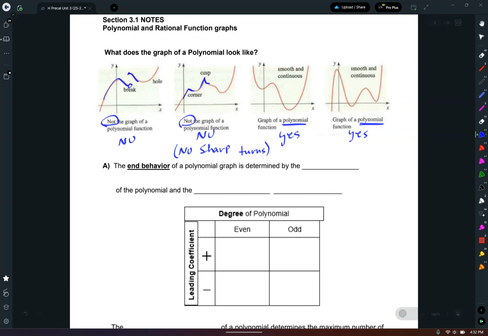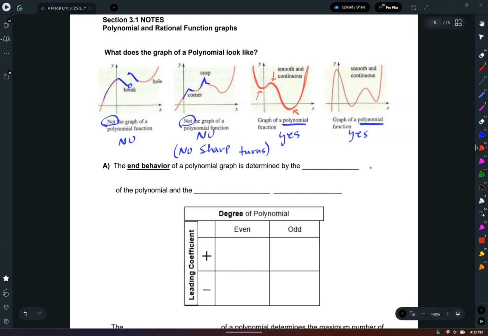But then look at the last two. These are polynomials because both of these are smooth curves. There's no breaks, no holes in the graph. There's no sharp turns. Yes, there are turns. This one has 1, 2, 3 turns in the graph, but that's okay. The turns are a nice smooth curve. So that's what a polynomial graph has to look like.